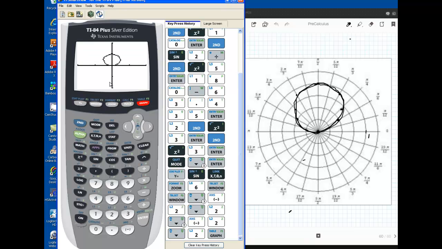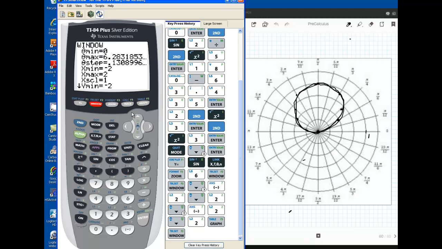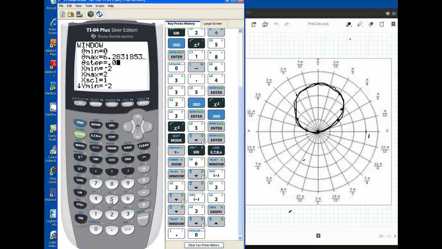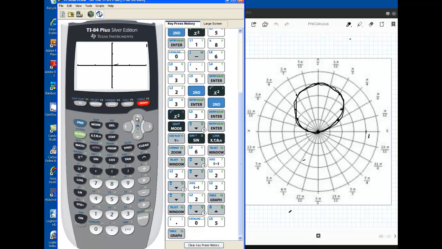Hey, look at that. I mean, it's ugly, but that's because of the step. If I wanted to make it a little prettier, I could go down to my step and go to, say, 0.05. Let's graph that. It's going to take a little bit longer. Look at that. That's kind of cool, huh?